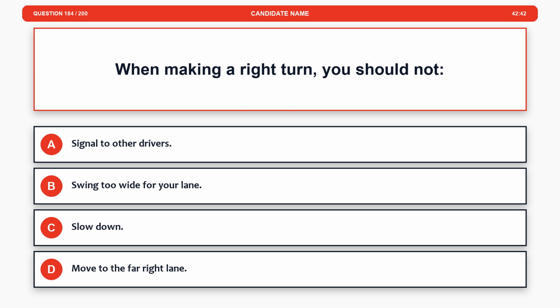Question 184. When making a right turn, you should not: Option A, signal to other drivers. Option B, swing too wide for your lane. Option C, slow down. Option D, move to the far right lane.